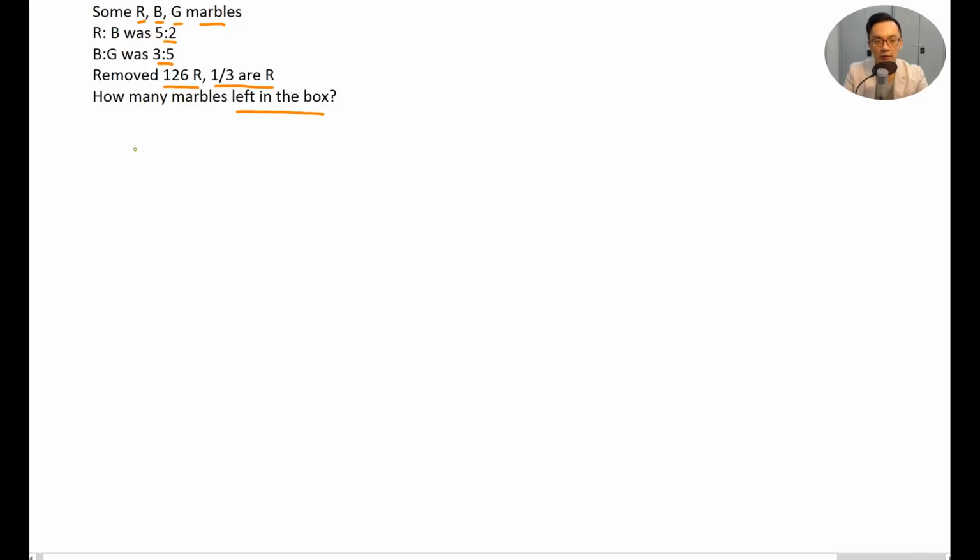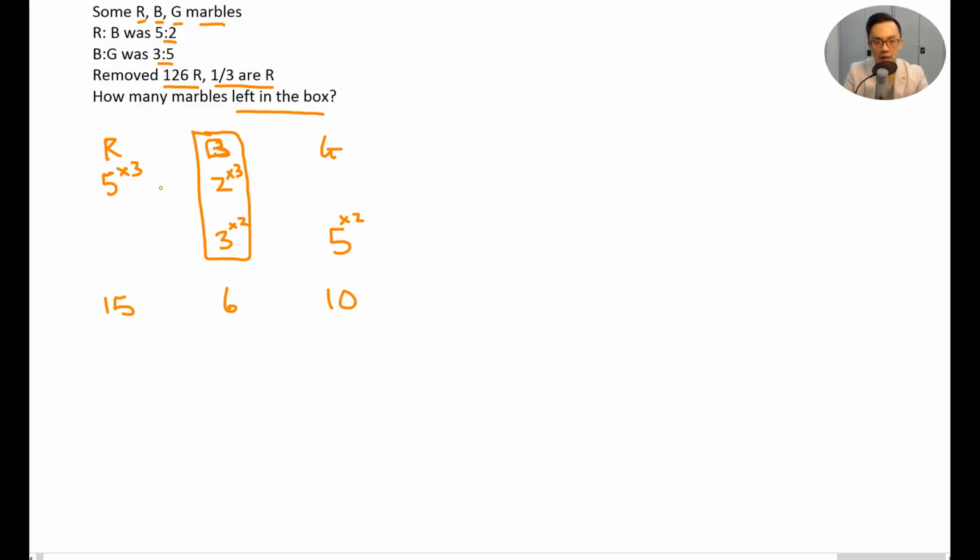Okay, so let's write down the letters first. So red is to blue is to green. Red is to blue is 5 is to 2. And blue is to green is 3 is to 5. So this is quite easy. I know that my blue is my constant part. So I need to make it the same. I multiply by 3. I multiply by 2. My final ratio is 15 is to 6 is to 10.